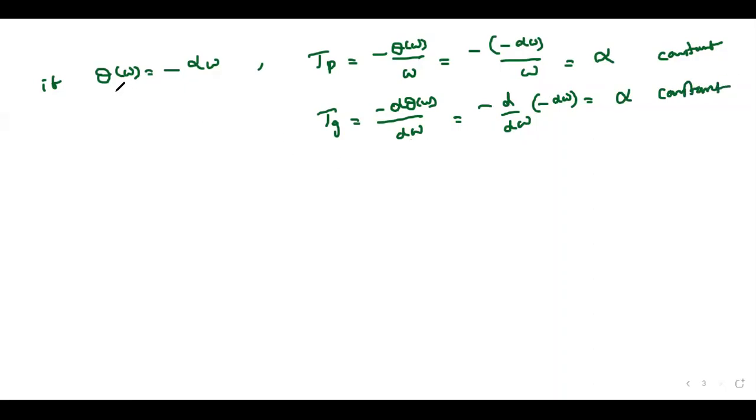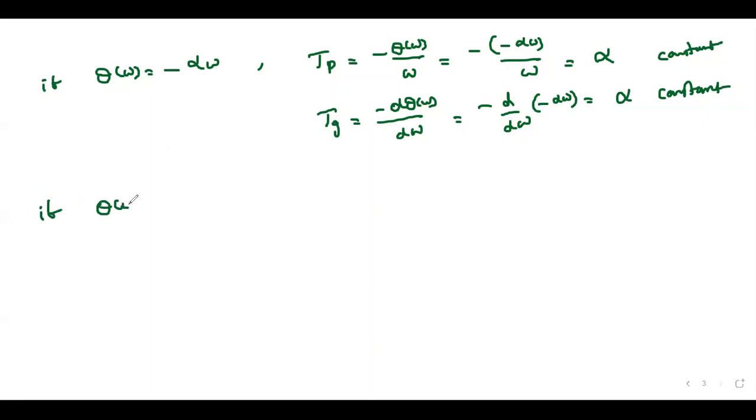Therefore, if the phase relation is like this, then the phase delay and group delay both are constants. These are the characteristics. In reverse also you can say that if phase delay and group delay both are constants, then the phase response is like this: minus that constant into omega. That is the phase response of the FIR filter.